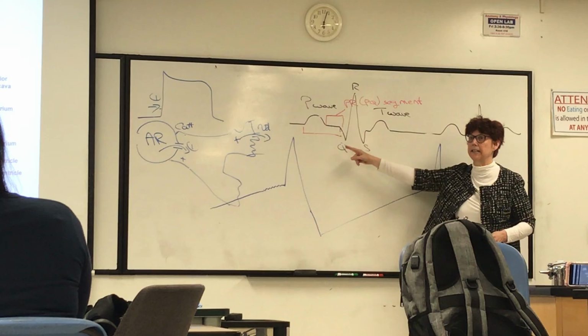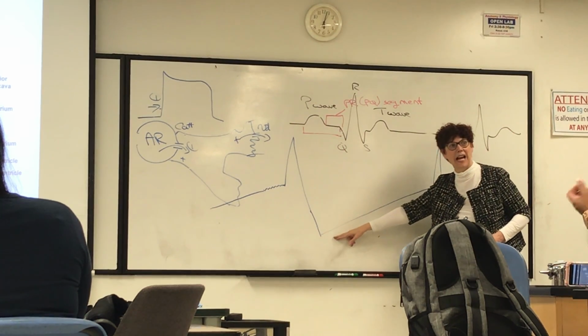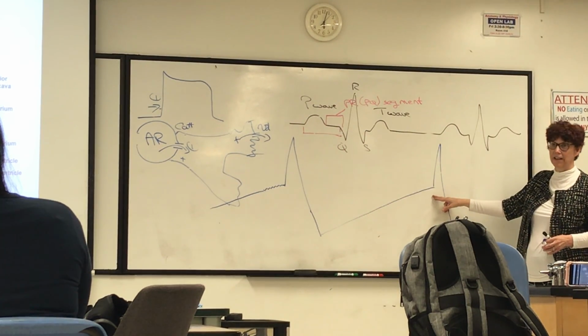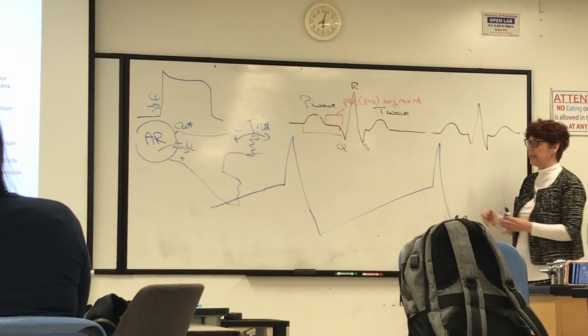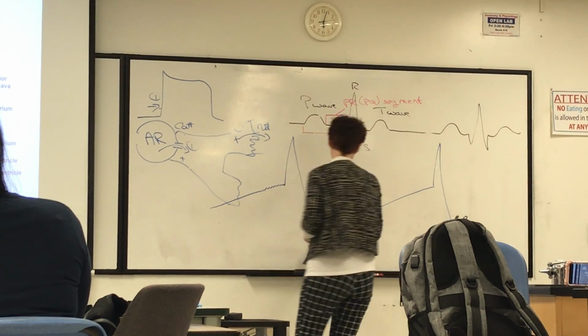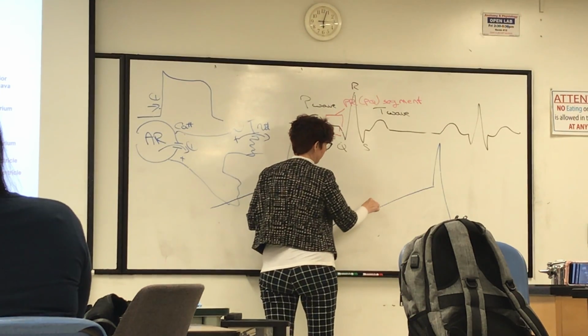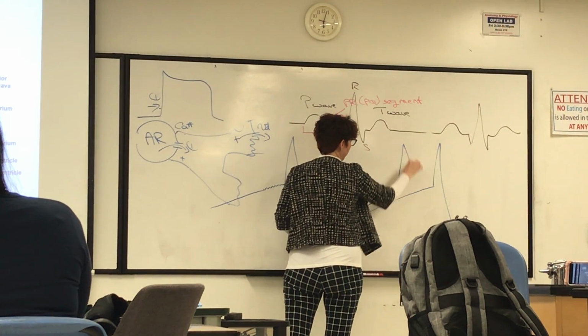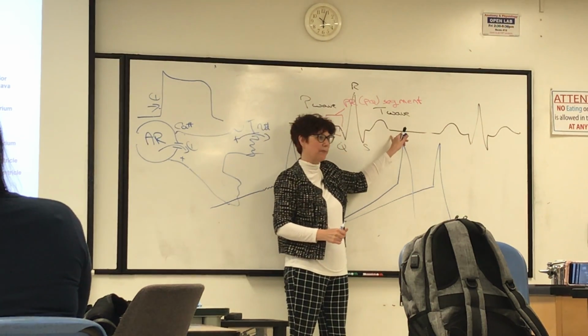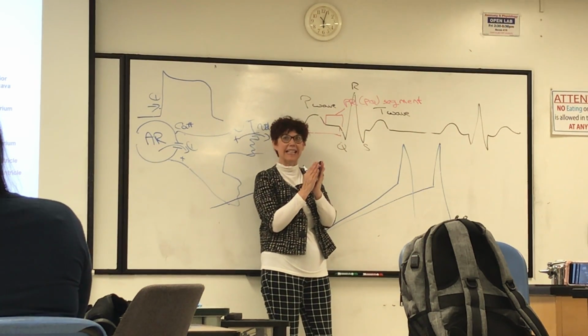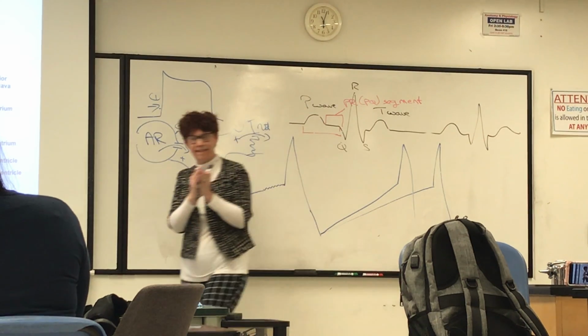So it seems like a lot's going on here, but during that entire time, the autorhythmic cells are doing their graded potential depolarization. So if this takes less time, what's gonna happen to the time gap between the T wave and the P wave? It's gonna get less, okay?